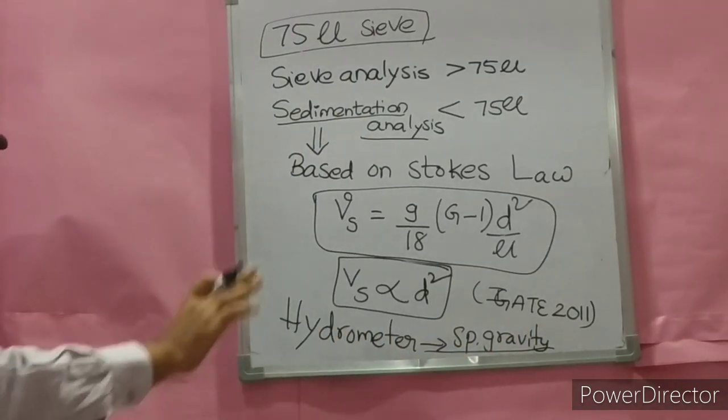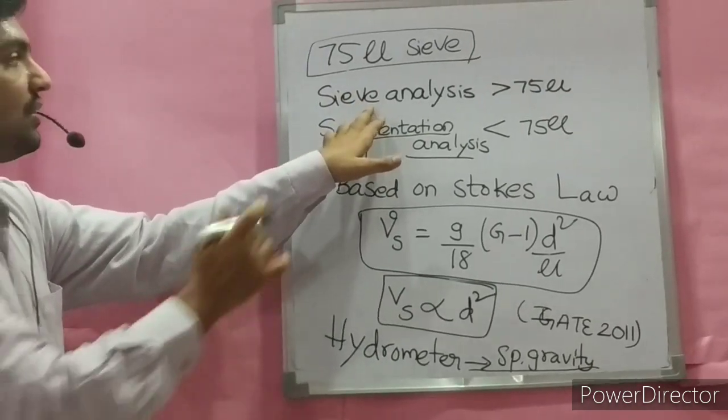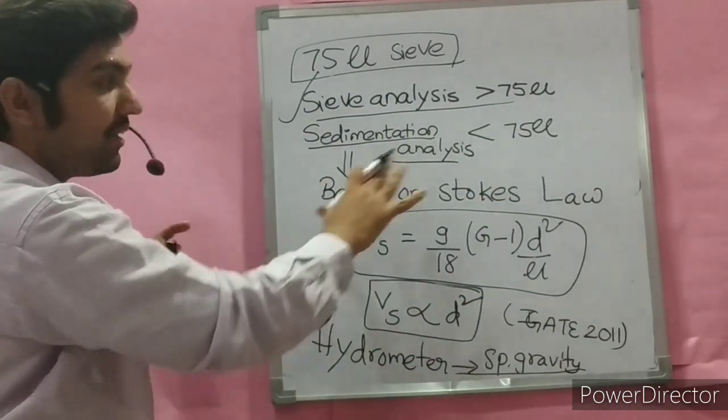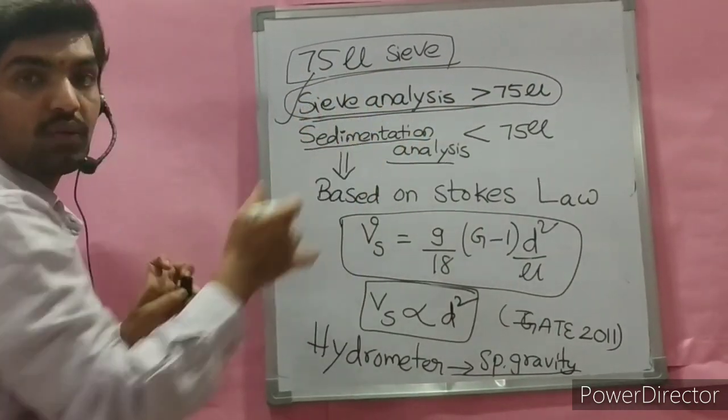For the hydrometer, just the basic idea is important. You should give more weightage to sieve analysis only. Just an understanding of this concept is required, but the weightage in the examination is based on the sieve analysis only.